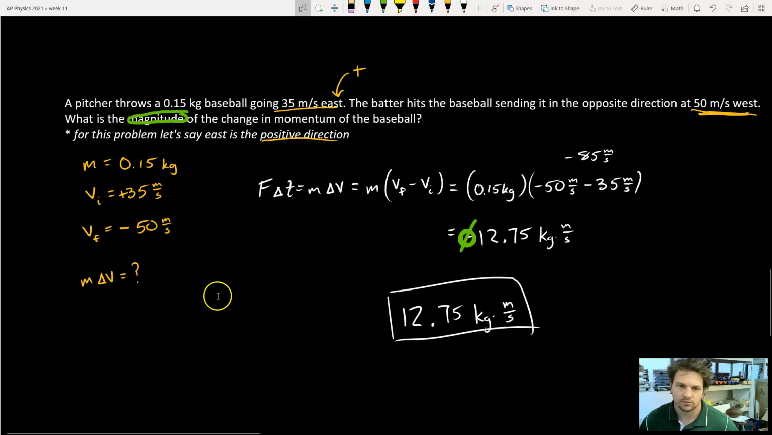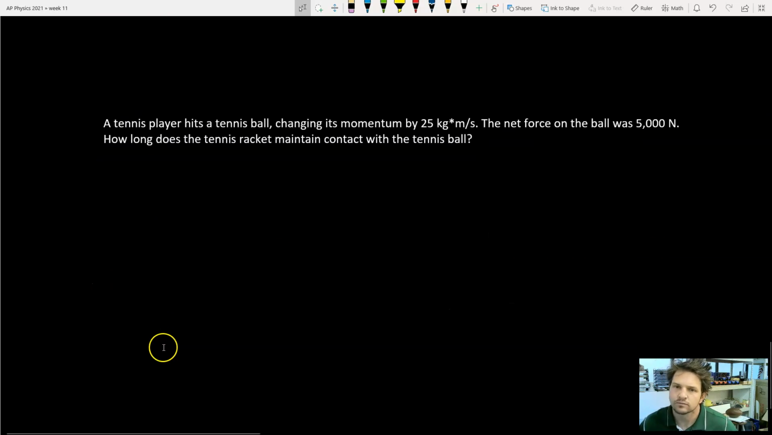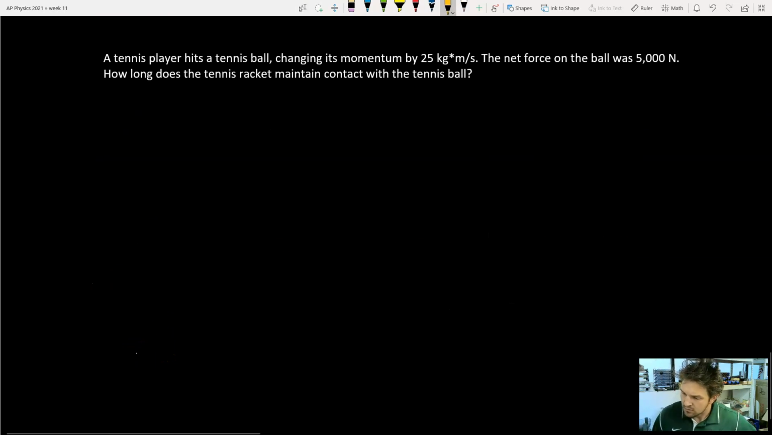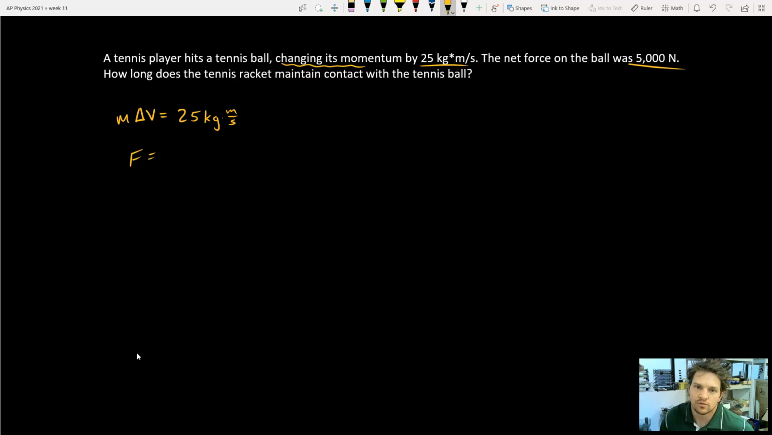Uno más. A tennis player hits a tennis ball, changing its momentum by 25 kilogram meters per second. So the change in momentum right there is 25 kilogram meters per second. All right. The net force is 5,000 newtons. How long? So how long is asking for some time interval. So that looks like what we're going to be solving for.